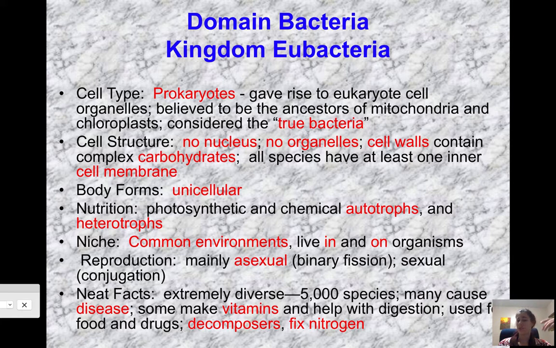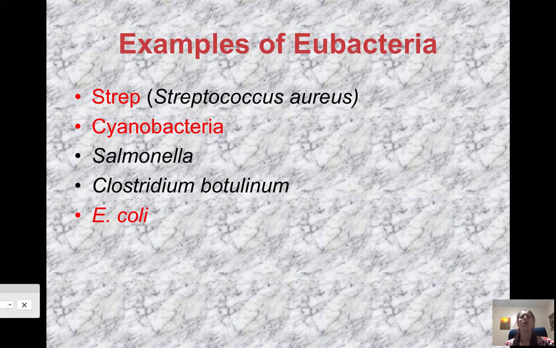And they're very diverse, so over 5,000 species. Some of them cause disease, some of them make vitamins like vitamin K, what I was talking about. Some are decomposers, some fix nitrogen, so they have a lot of different niches that they have evolved for. Some are good, some are bad, but bacteria really are essential in our lives to drive evolution, but also to help us create nutrients that we need and help our immune system.